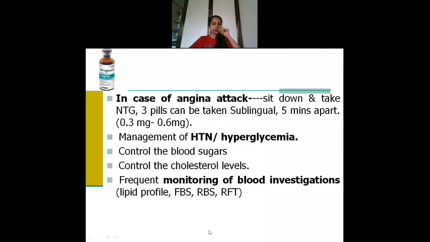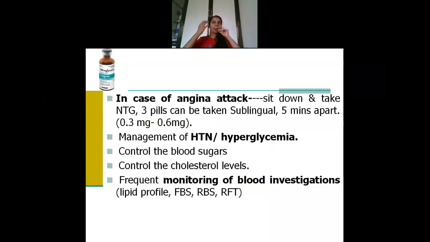Next, always advise the patient that they can take a maximum of 3 nitroglycerin tablets. Nitroglycerin tablets can be placed under the tongue, so that is why they are referred to as sublingual tablets, and each tablet you can take 5 minutes apart. Once the pain has reduced, you can just spit it out.